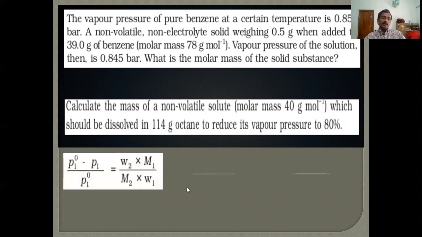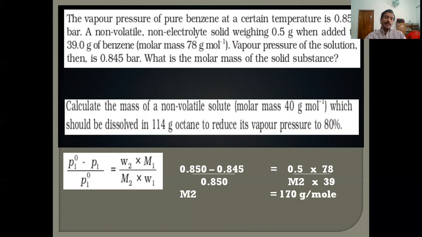So a simple substitution. It is the equation (P1⁰ minus P1) by P1⁰ is equal to W2 by M2 into M1 by W1. So 0.850 minus 0.845 divided by 0.850 is equal to 0.5 into 78 divided by M2 into 39. So what is M2? M2 is 170 gram per mole. Is it clear? Okay, you take a paper and solve it, then you will understand.